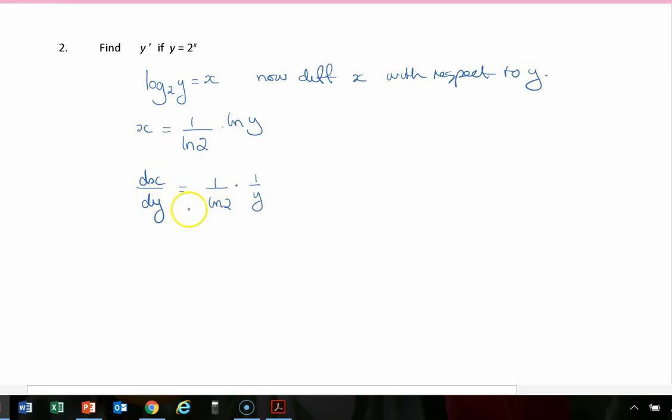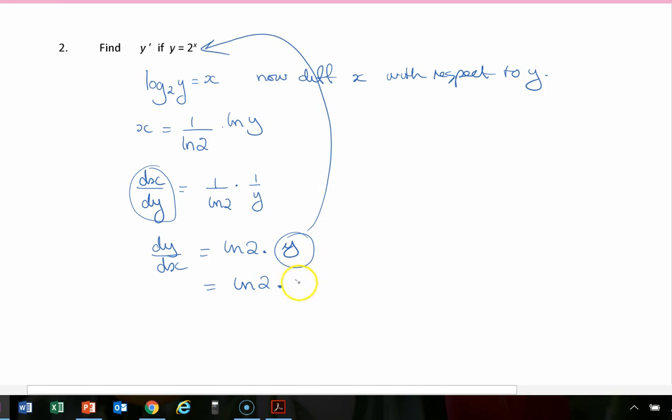You may be wondering what that has to do with y dash. If I turn this now upside down, dy dx, and I turn this side upside down, I've got log 2 times y, or log 2 times, what's my expression for y? y is 2 to the x. So dy dx, or y dash, is equal to 2 to the x times log of 2.